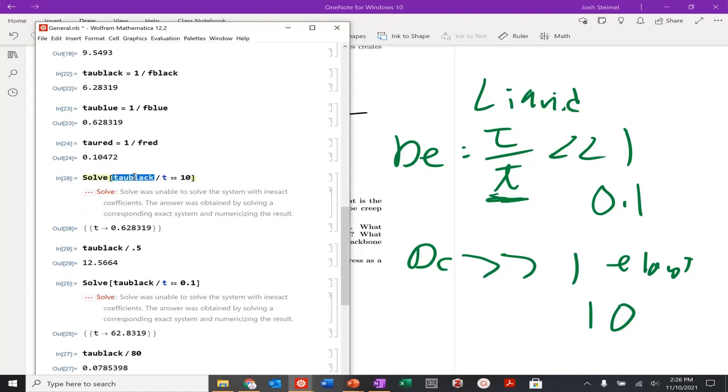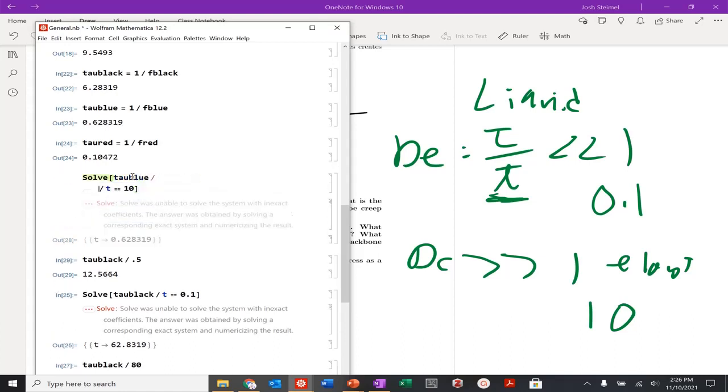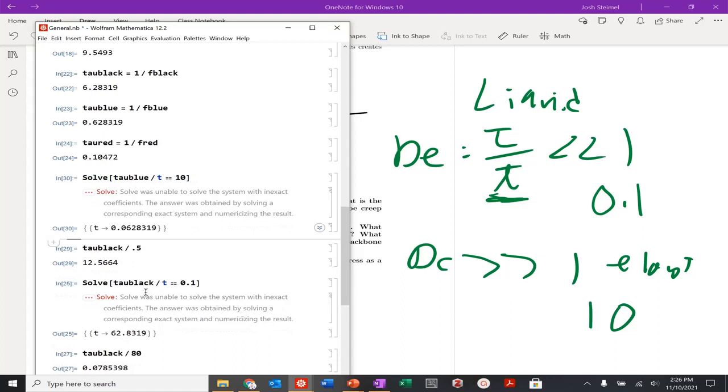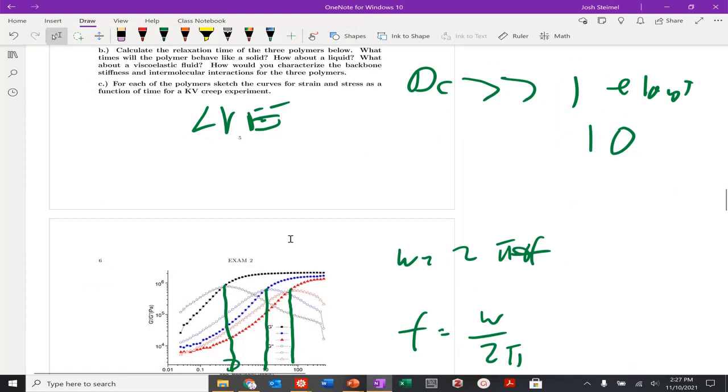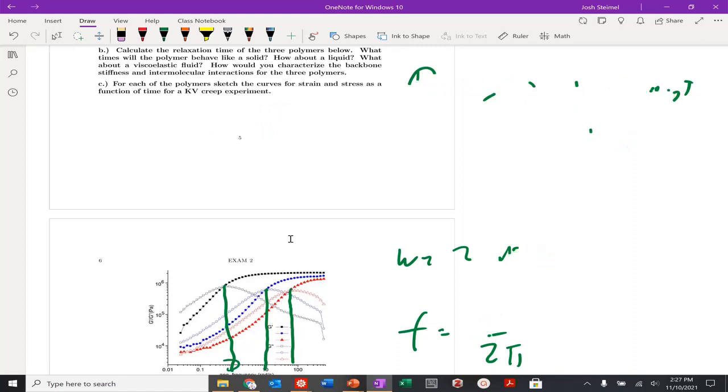And you could do the exact same thing for tau blue and tau red. Excellent. That's it. Now, we're finally told that we need to, for each of the polymers, sketch the curves for stress and strain as a function of time for a KV creep experiment. So we need to, again, have those equations handy for my Kelvin-Voigt and those models.